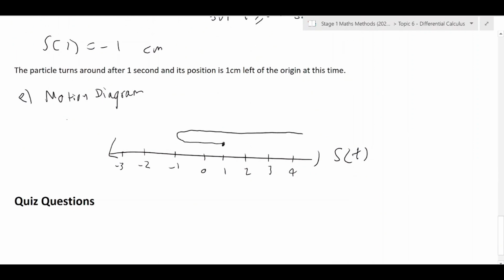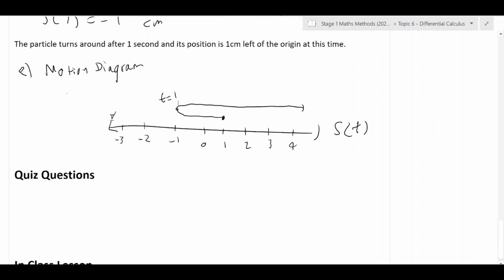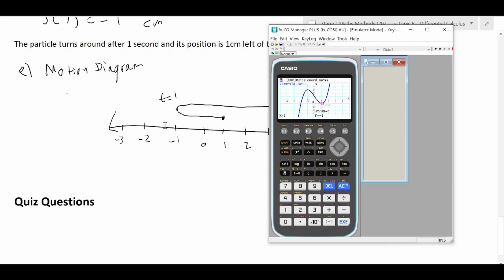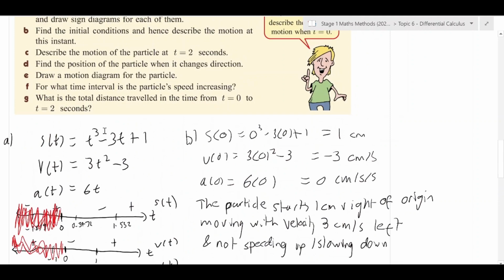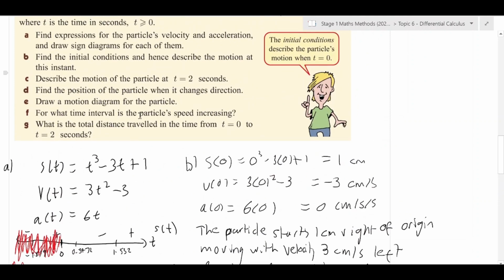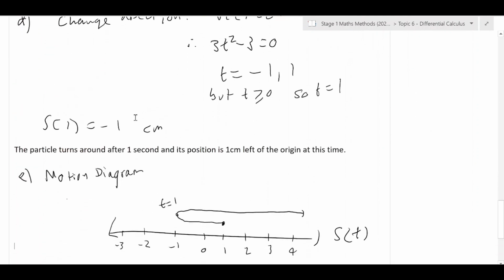And then it goes to the right again. And then you can label this bit with t equals 1 if you'd like. So that's the particle's motion diagram. And what the motion diagram should look like is if I take my graph and I go view window, but I only start at 0. So it goes like down and then up. You sort of have to flip your head on the side and then mirror image it, and that gives you your motion diagram. F, for what time interval is the particle's speed increasing?